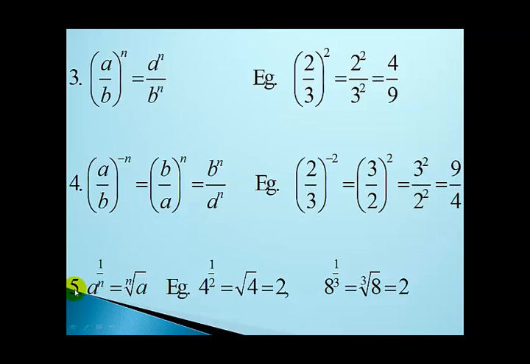Now let's look at property number 5. A raised to the power 1 over n is equal to the nth root of a. What do you mean by that? If you have 4 raised to the power 1 over 2, when you look at the exponent, it's a fraction. The numerator of the fraction is 1, and the denominator of the fraction is 2. And so 4 raised to the power 1 over 2 is the square root of the number. That's the denominator's root of the number. So 4 raised to the power 1 over 2 is equal to the square root of 4. And square root of 4 equals 2.